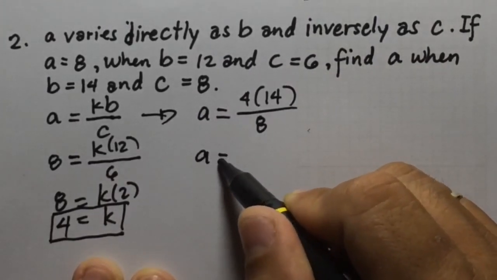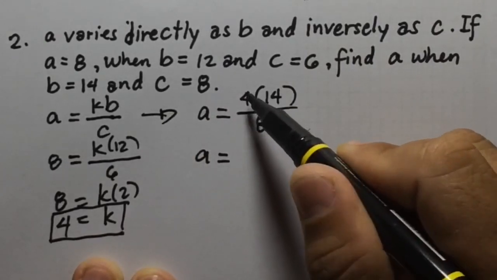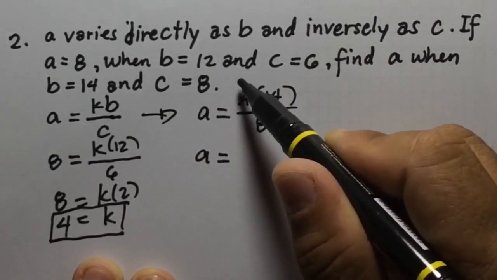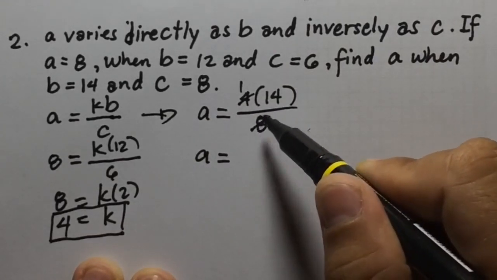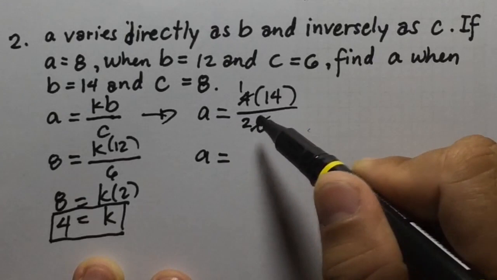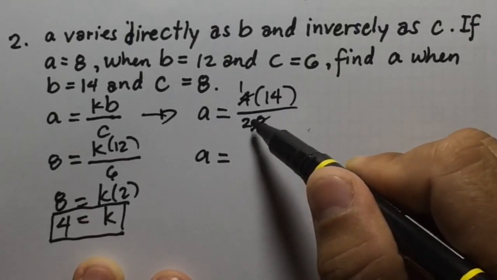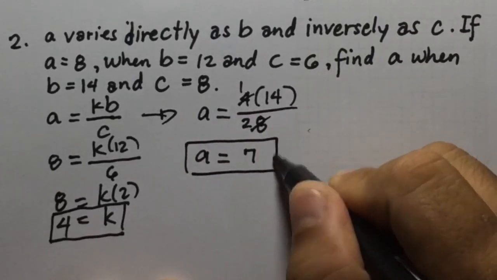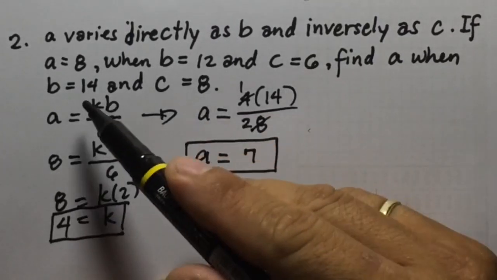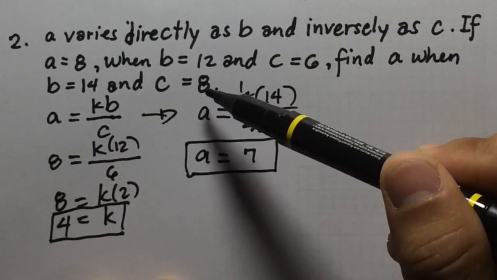So a here will be equal to 4, and 8 is divisible by 4. So this is 4 divided by 4, 1. Then this is 8 divided by 4 is 2. Then 14 divided by 2, that will be 7. So a is equal to 7 when b equals 14 and c equals 8.